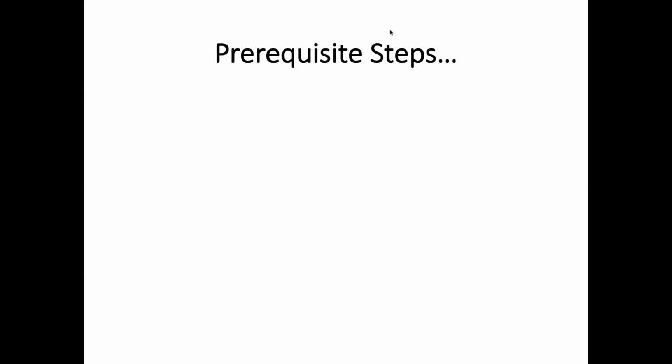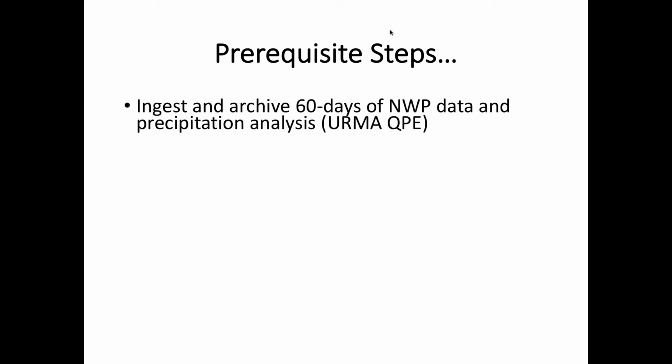So in order to perform quantile mapping and dressing, there's a handful of steps that have to take place first. First and foremost, ingest and archive 60 days worth of numerical weather prediction data and precipitation analyses. In the case of the quantile mapping that's in production right now, we're upwards of 160 individual models if you count ensemble members as an individual model, and that's going to jump to about 170 in 3.2.